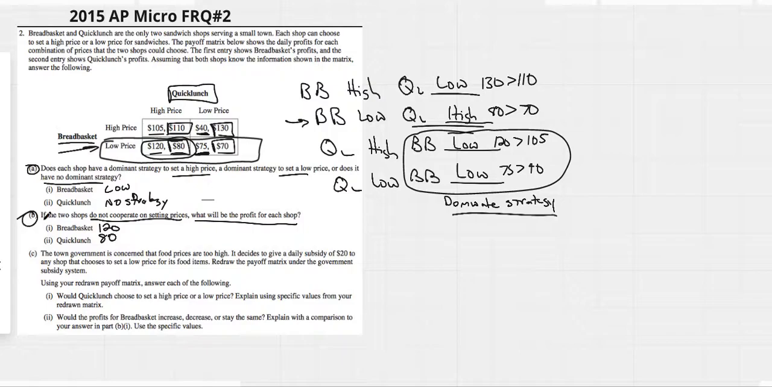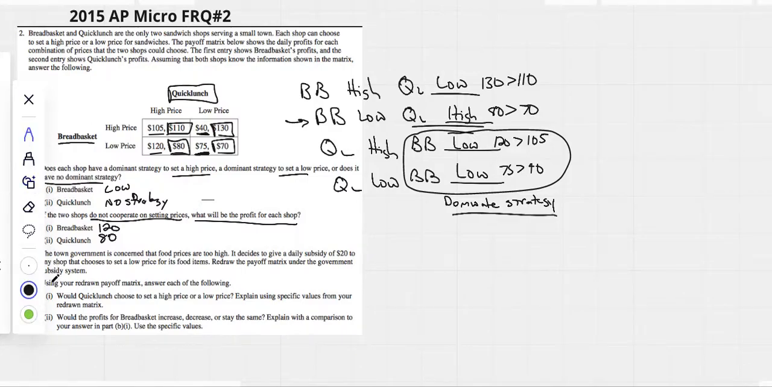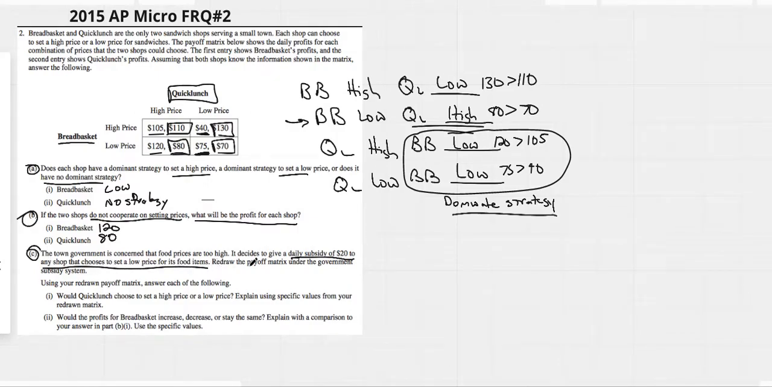All right. Let's get rid of some of this again so it's not quite so confusing. Now, these are the ones I just truly hate. I find them annoying. Let's read it together and do it together. The town government is concerned that food prices are too high. It decides to give a subsidy of $20 to any shop that chooses to set a low price. Well, why wouldn't it just give the $20 to the people who need to eat? Redraw the payoff matrix under the government subsidy system.